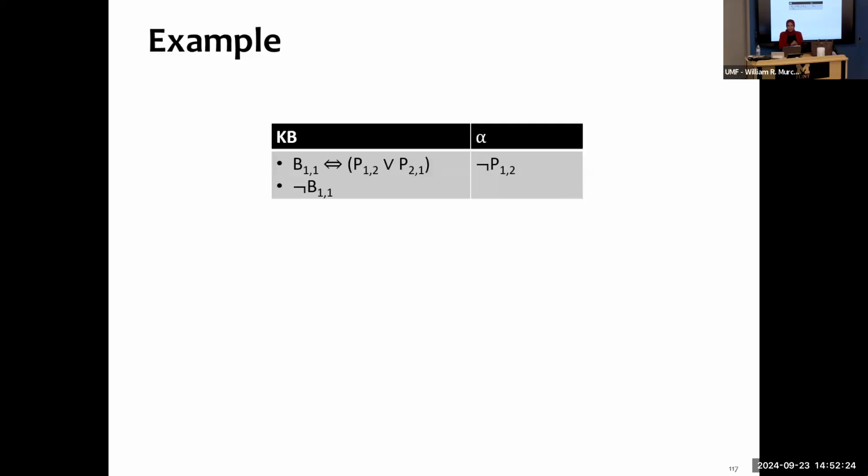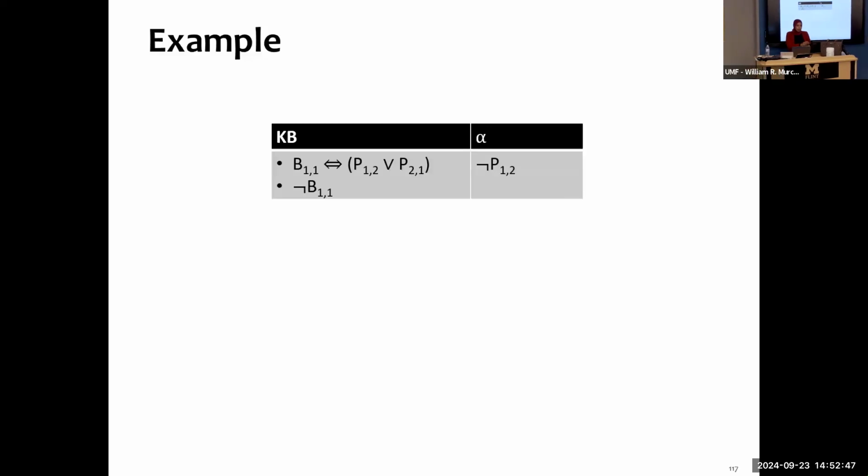Breeze and pit. Yes, so at least great. So if you guys still, we are in the same example of the Wumpus world, and we have B11, which means in position 11 we have a breeze. P12, for example, means there is a pit in 1,2 or a pit in 2,1. So this is the example we are still working on.